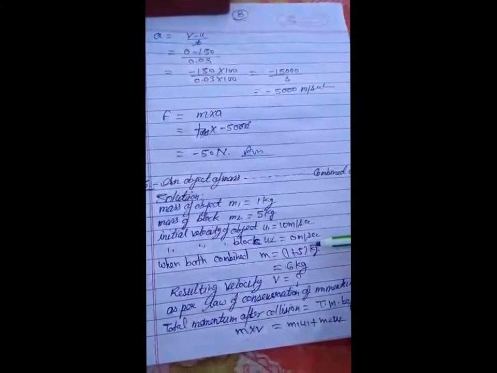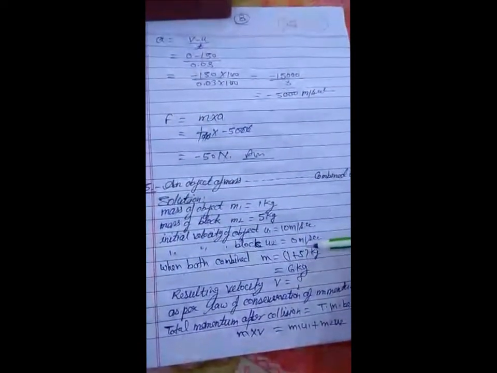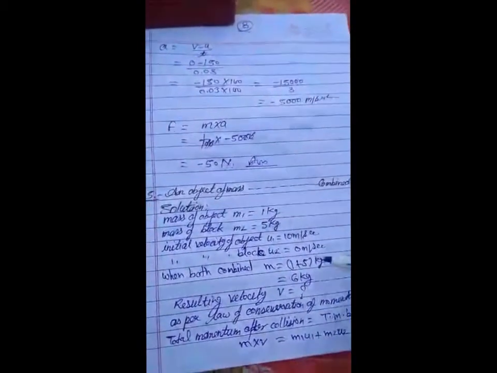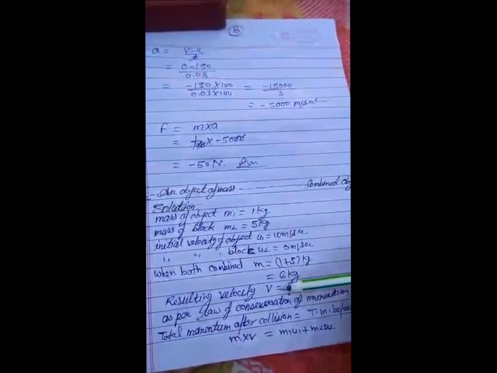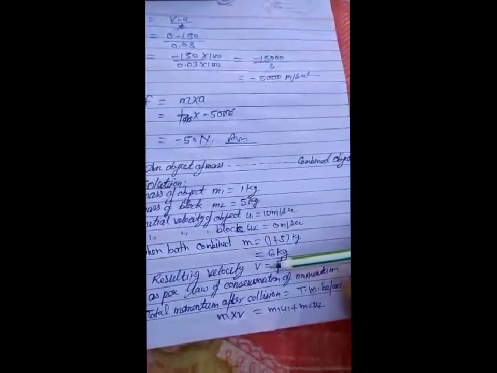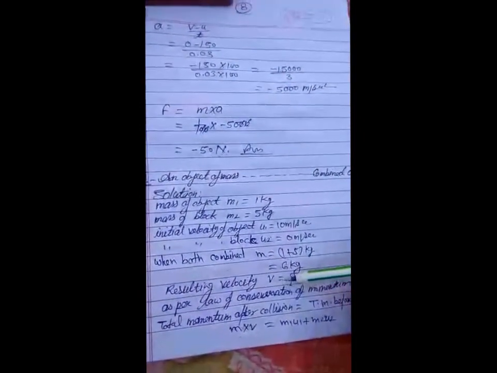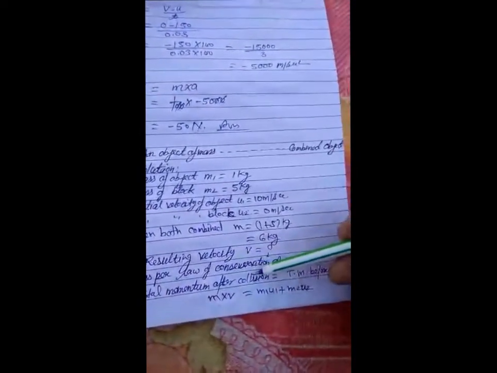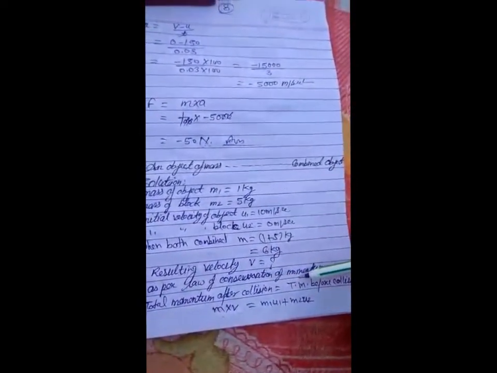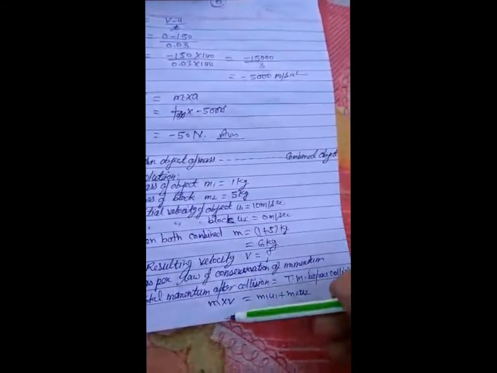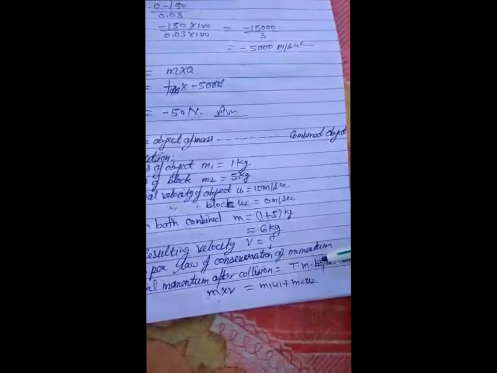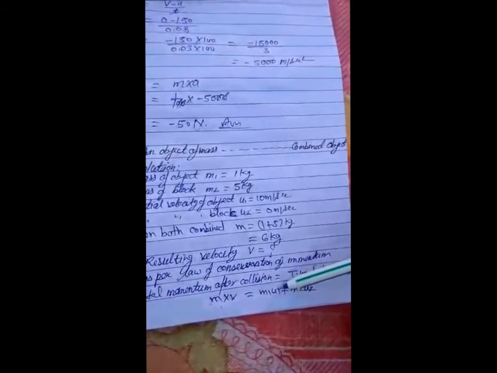So when both objects strike each other, the mass will be 1 kg plus 5 kg, that is, the combined mass will be 6 kg, and the velocity asked here is the combined velocity. So according to the law of conservation of momentum, the total momentum after collision is equal to the total momentum before collision. Means after collision, mass into velocity equals the initial momentum, m1 u1 plus m2 u2.